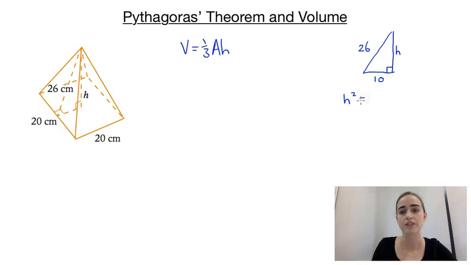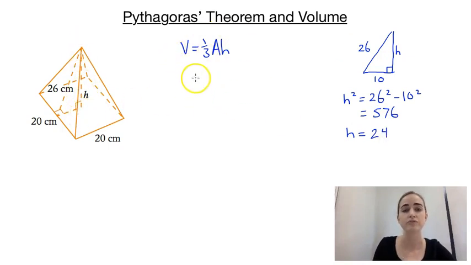So h squared is going to be equal to, now because h is one of the shorter sides and 26 is our hypotenuse, we're going to have 26 squared minus 10 squared, which would give us 576. And then to find h, we're going to take the square root of that. So h is equal to the square root of 576, which is 24. So now that we know that perpendicular height, we can use our volume formula.